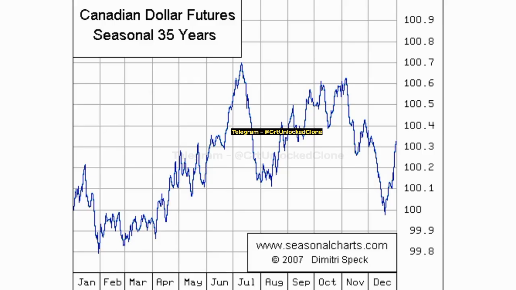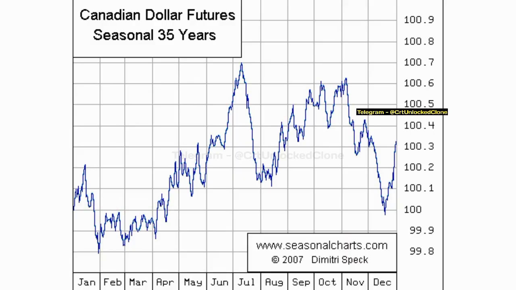This chart right here that you see, this seasonal tendency chart, is of the Canadian futures chart, right? Which is different from the Canadian dollar forex pair, the USD CAD. They're both different. They are inverted of each other, right? Because here you're trading with the Canadian dollar, but on the USD CAD forex pair, you're trading against it because you've got the USD in it as well, right?